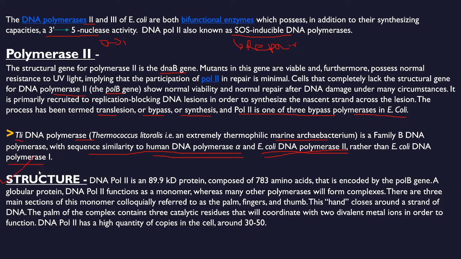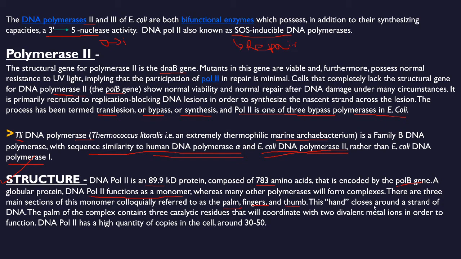So let's come to the structure of DNA pol 2. DNA pol 2 is an 89.9 kDa protein composed of 783 amino acids that is encoded by the pol B gene. A globular protein, DNA pol 2 functions as a monomer. So DNA pol 2 works alone, whereas many other polymerases form complexes. There are three main sections of this monomer, commonly referred to as the palm domain, the finger domain, and the thumb domain.